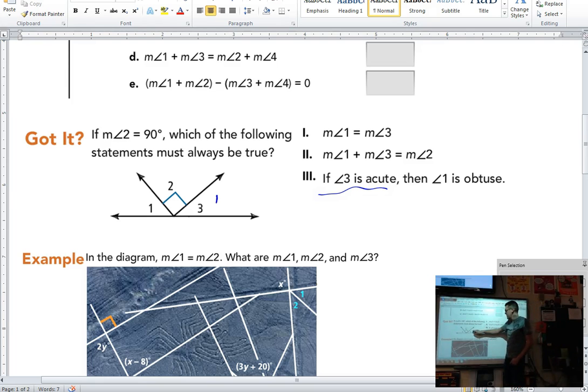40. Perfect. Love it. This could be 40 degrees. If that's 40 degrees, then Leah, do you know what angle 1 would be? 50. Is this true? That angle 1's obtuse? What's it mean to be obtuse?